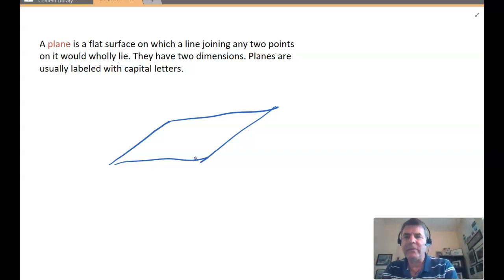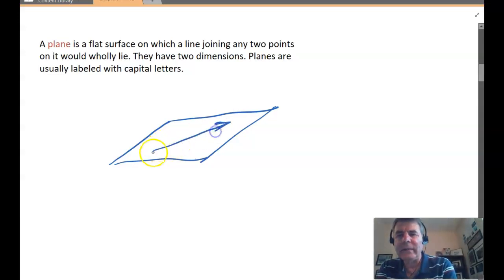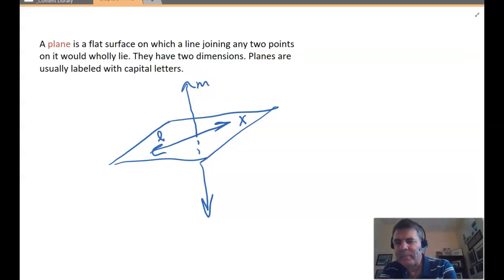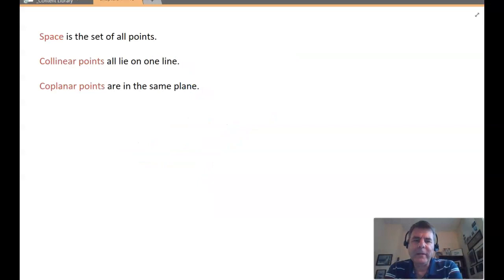Okay, and then you can draw a line in that plane. All right, now you could also draw another line that intersects the plane, goes through it, and comes out underneath. Okay, line L is in plane X. Line M intersects plane X. Space is a set of all points, and it's three-dimensional. That's the world we move in, is space.